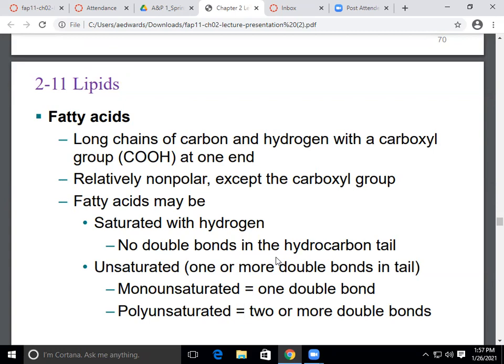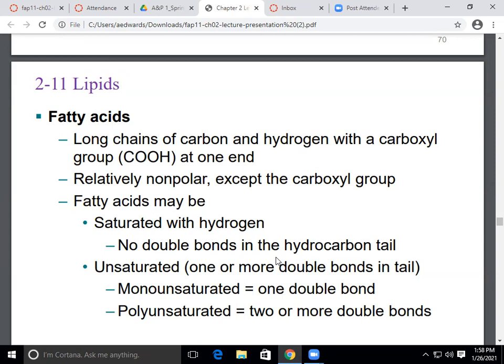Fatty acids are said to be saturated or unsaturated. Okay, anybody ever seen at the grocery store when you're getting the butter, it says saturated fat or unsaturated fat? Anybody seen that before? Yes or no? Maybe you don't go grocery shopping, I guess.